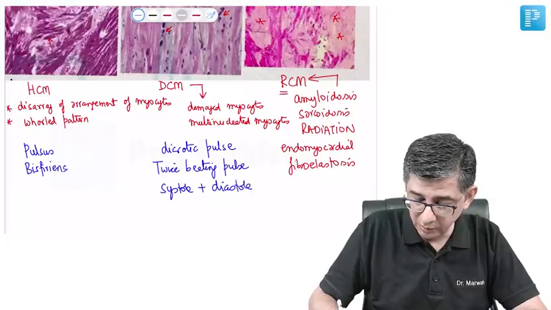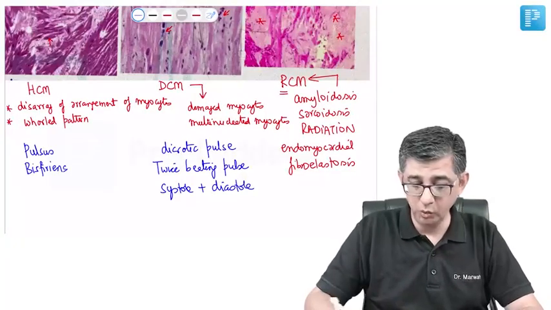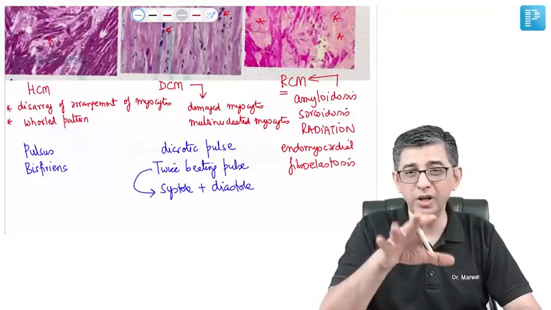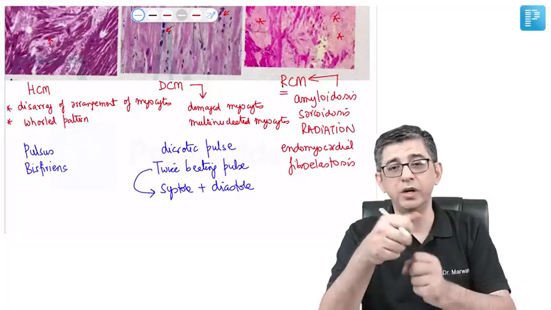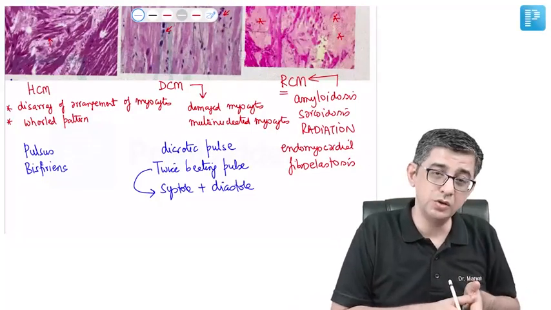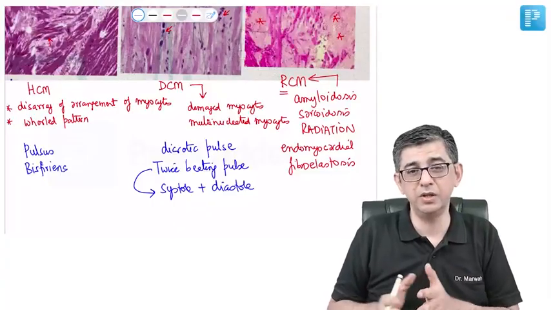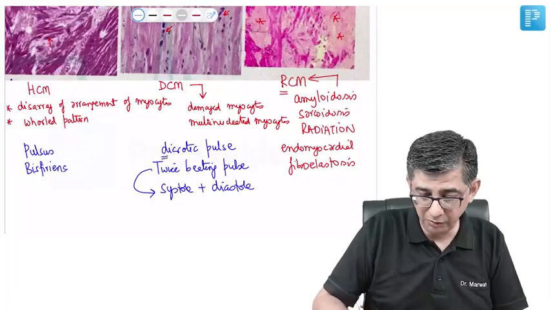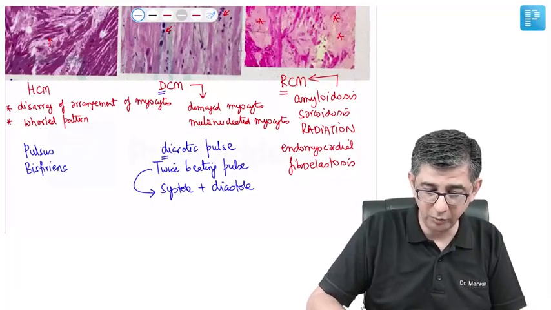Guys, this is again very surprising, because normally you are able to appreciate a pulse only in the phase of systole. When the heart contracts, you are able to appreciate a pulse, but a pulse that can be felt both in systole as well as diastole is called a dicrotic pulse. Easy to remember: D for dicrotic, D for dilated cardiomyopathy.